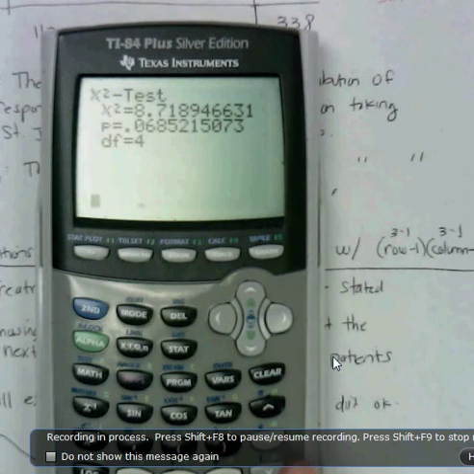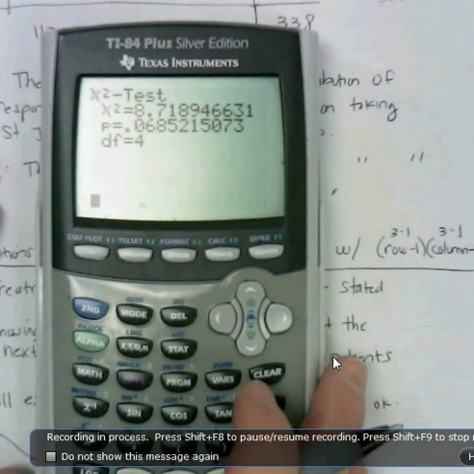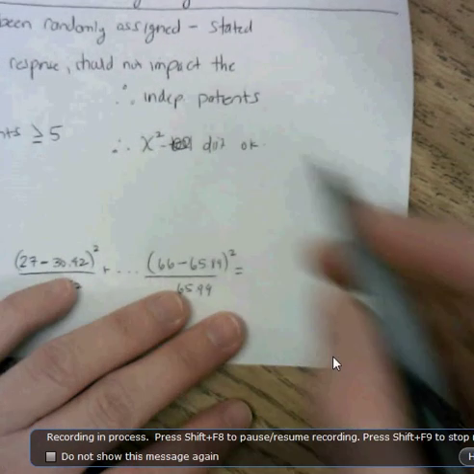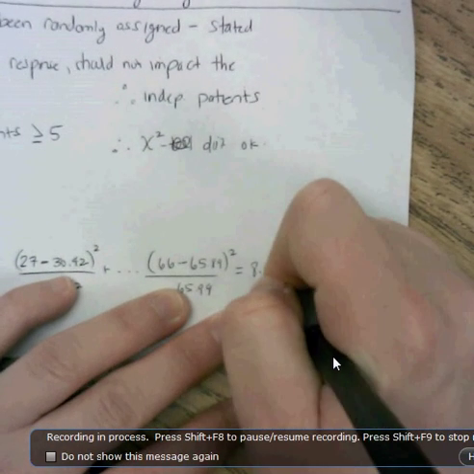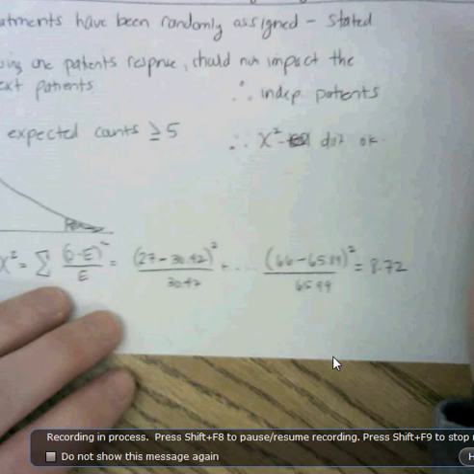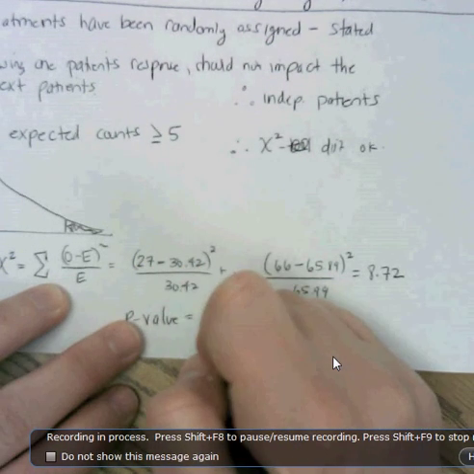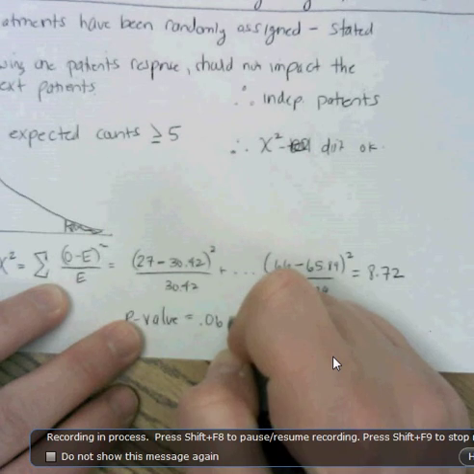So our chi-square value is 8.72. So I'm going to write that down here. 8.72. We need our p-value equals 0.069.